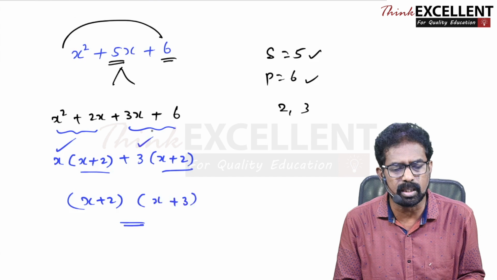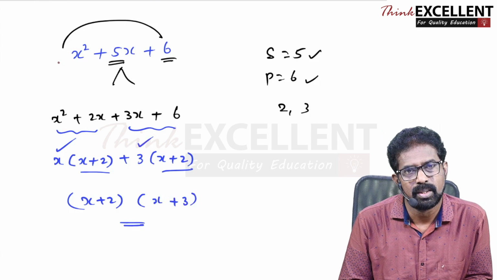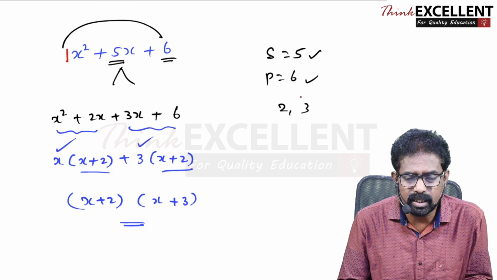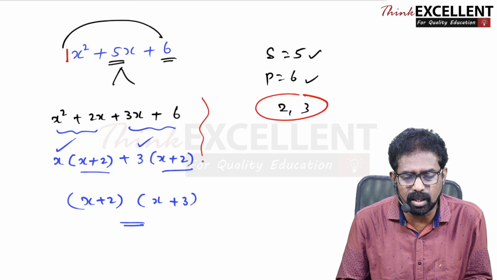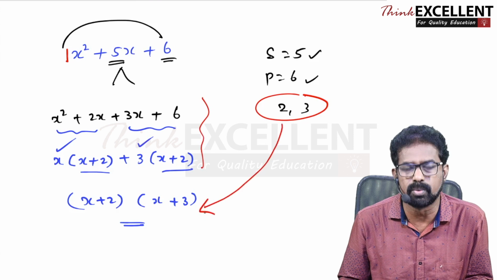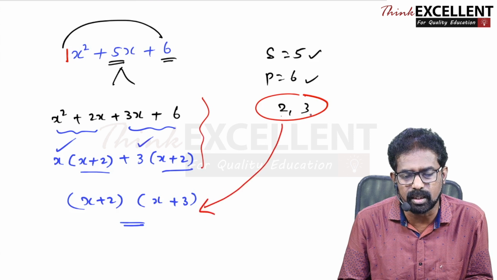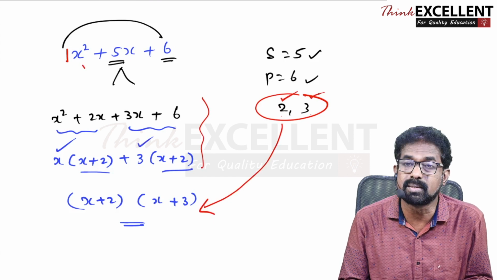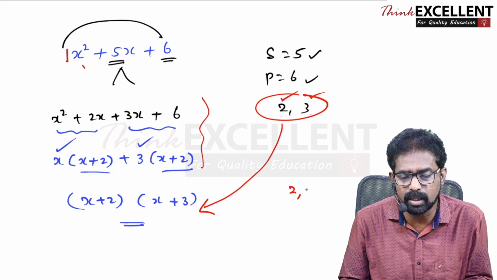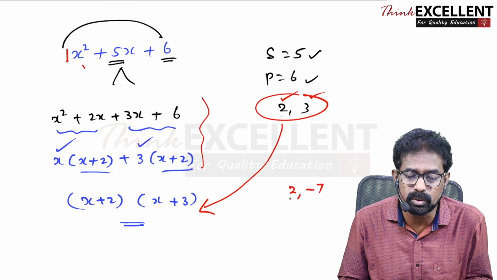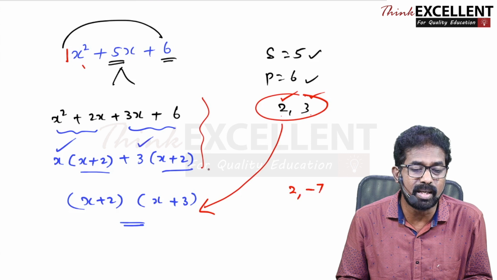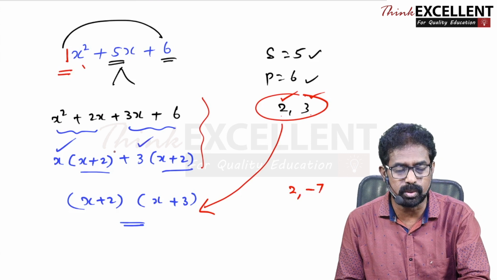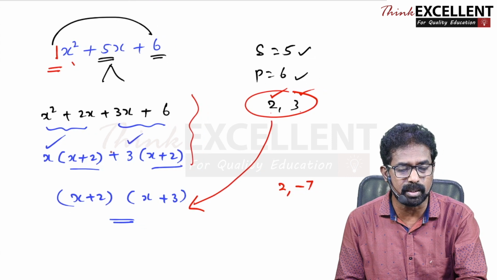And one more thing I want to tell you. If the a value is 1, that is, the coefficient of x square is 1, once you get the two numbers, without writing all these, you can write the answer straight away also. The numbers are 2 and 3. You can write, the variable is x. So you can say x plus 2 into x plus 3. Suppose the numbers you are getting are 2 and minus 7. You say x plus 2 into x minus 7. Only when a value is 1, that is, x square coefficient is 1, you can do it directly. Otherwise, you split the middle term, group it, and do it.